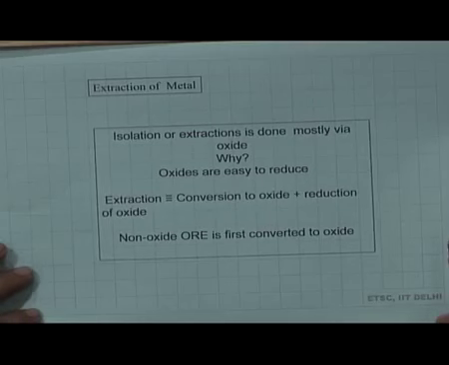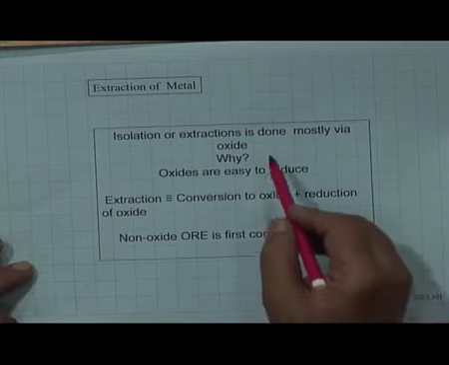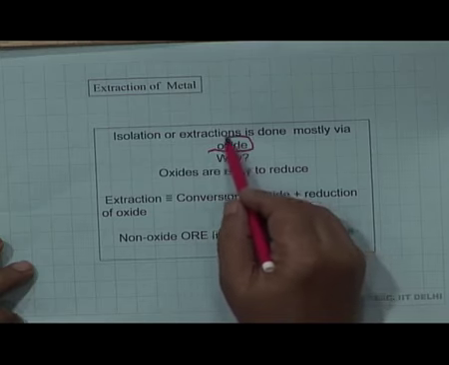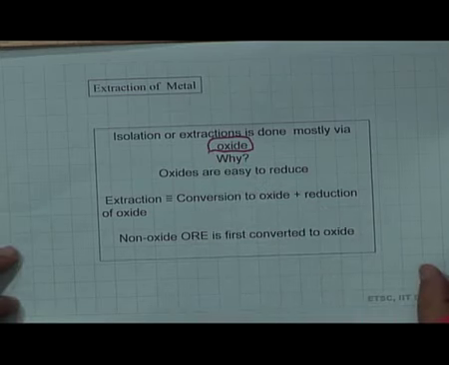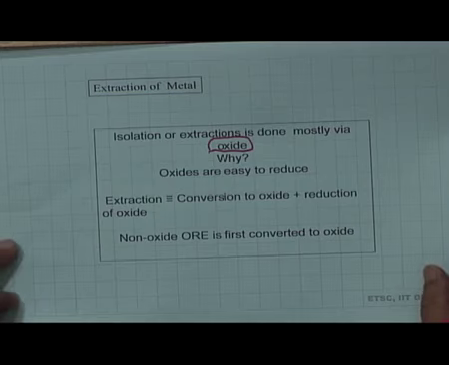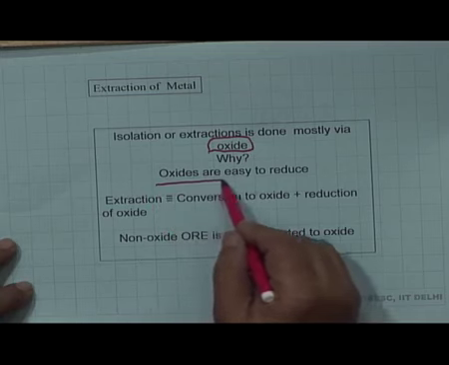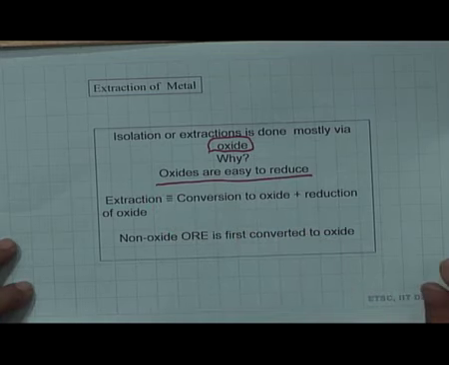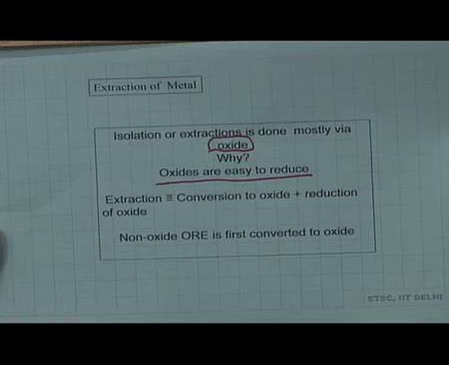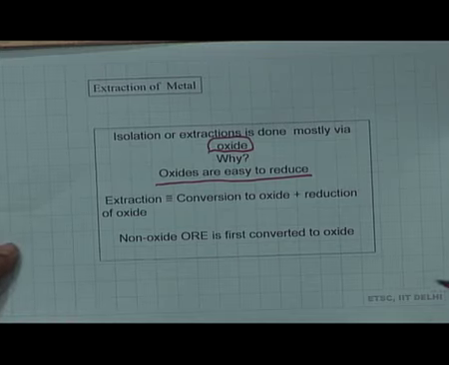Extraction or isolation of metal from the ore is done mostly via oxides. Let me re-emphasize, via oxides. Why are oxides preferred over all other metal salts? The reason is very simple: oxides are easy to reduce in comparison to, for example, sulfates, phosphates, and sulfides directly. Oxides are the easiest to reduce. That is the reason that we prefer oxides for extraction of metals.